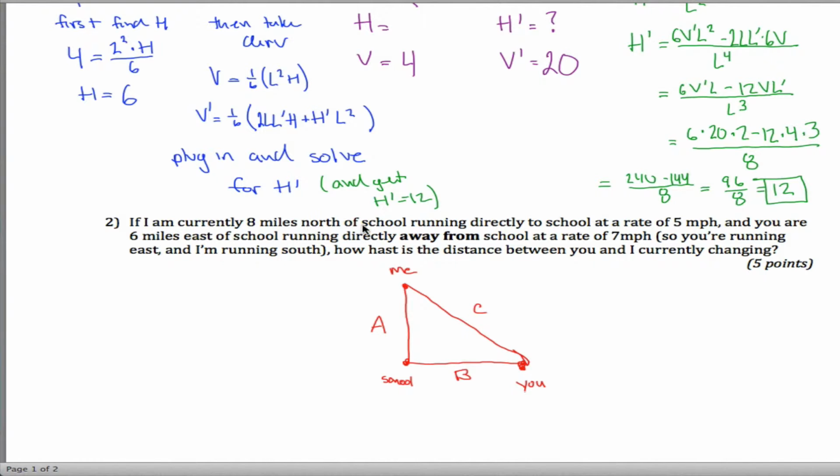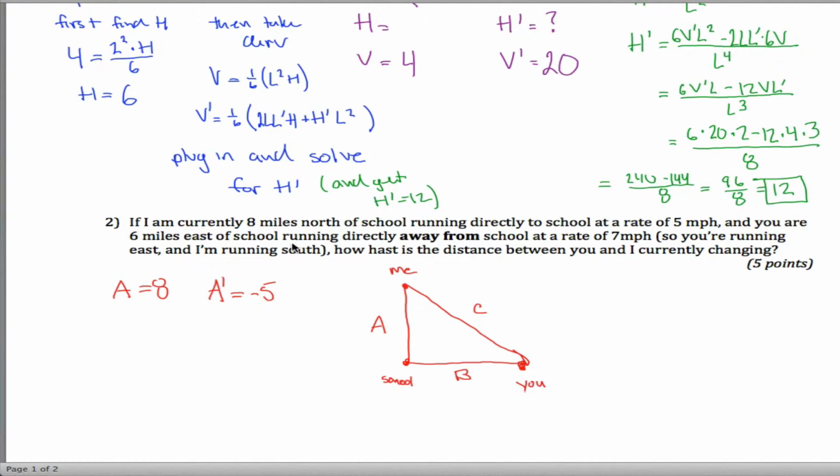If I am currently 8 miles north of school, in other words, A is equal to 8, and running directly to school at a rate of 5 miles per hour. So be careful there. A is getting smaller. I'm running to school. A prime is not 5. It's negative 5.